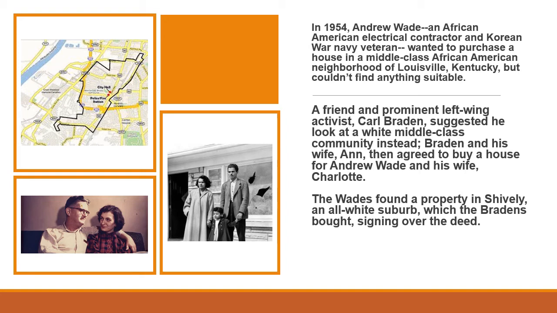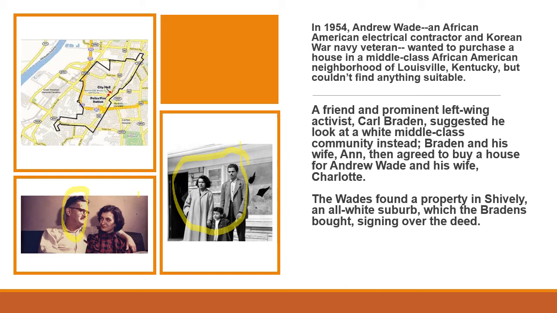So here's from The Color of Law. In 1954, Andrew Wade, an African-American electrical contractor and Korean War Navy vet, wanted to purchase a house in the middle-class African-American neighborhood of Louisville, Kentucky, but couldn't find anything suitable. A friend and prominent left-wing activist, Carl Braden, this is Carl, this is Andrew and his family, suggested he look at a white middle-class community instead. Braden and his wife, Anne, then agreed to buy a house for Andrew Wade and his wife, Charlotte. The Wades found a property in Shively, an all-white suburb, which the Bradens bought, signing over the deed.